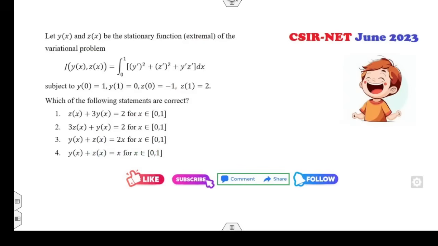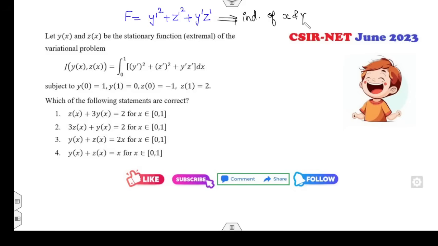Fine. Next question, let's see. It's June 2023, a recent year paper. Now, f will be y dash square z dash square plus y dash z dash. Clearly, the given function is independent of x and y.